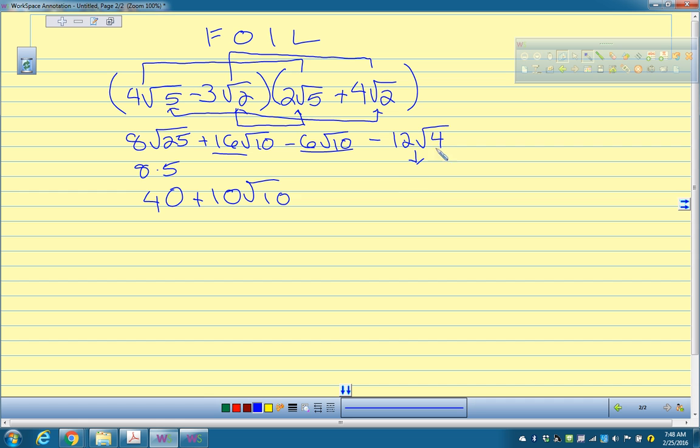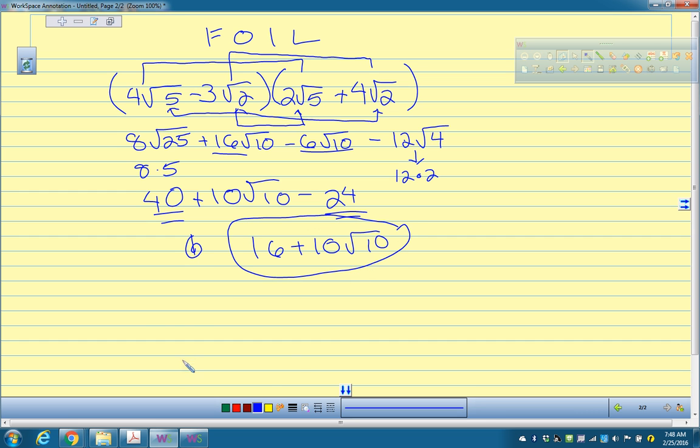12 times 2, right? This is 12 times 2, which makes negative 24. And then I can do some more combining here. 40 minus 24 is how much? 16, so you get 16 plus 10 root of 10. And that would be your final answer. Did you follow the steps?